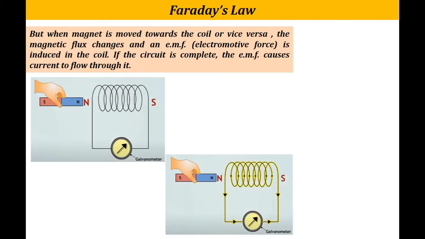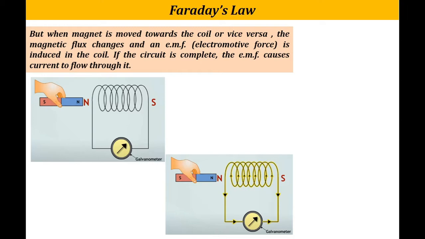So therefore here you will observe that whenever this magnet is moved towards a coil, then as it is short circuited, this yellow color indicates that current flows through this. So remember what Faraday says: there has to be a relative motion between the coil and the magnet.